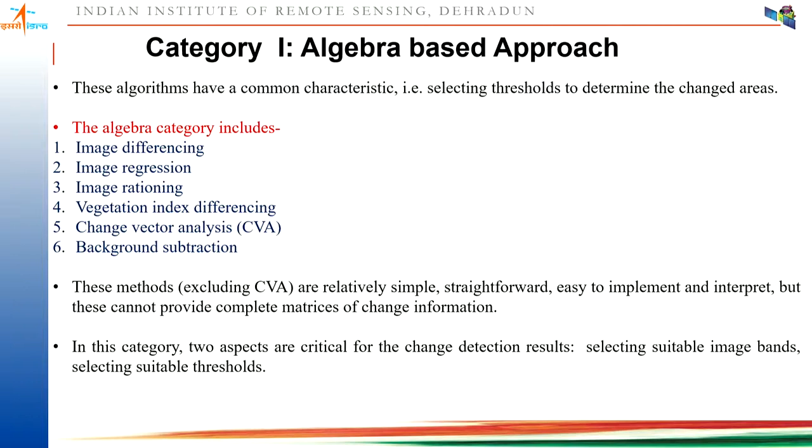So we will start with the algebra based approaches. These are most common, and the second most common are post classification approaches. So we will be dealing with these. The algebra based category includes image differencing, image regression, band ratioing, vegetation difference indexing, and so on. These methods are very simple, straightforward, and easy to understand also. But they cannot provide a matrix of change information.